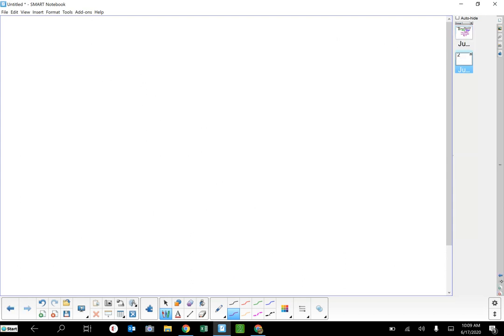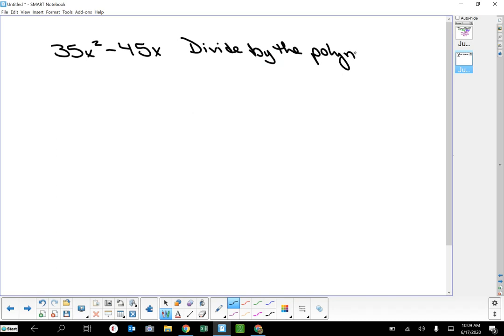So here's how a problem is going to look in varsity. It's going to give you something like this, 35x squared minus 45x. And then it's going to say divide the polynomial by 5x, which means take this 5x and divide both terms. So I'm dividing by 5x and dividing by 5x.